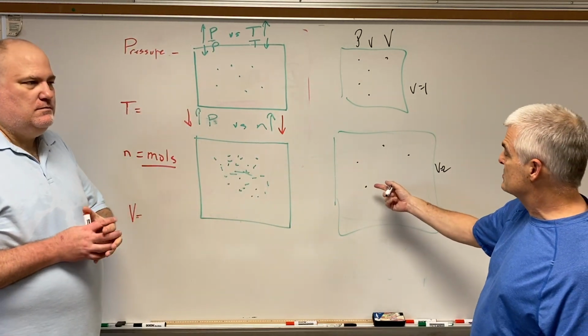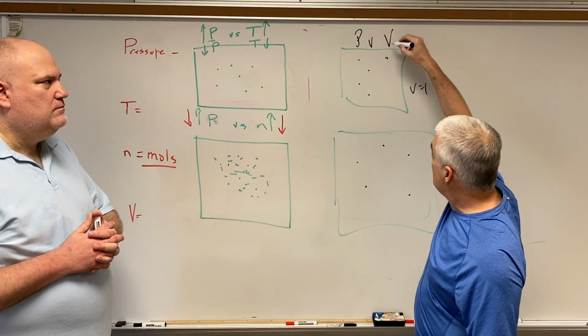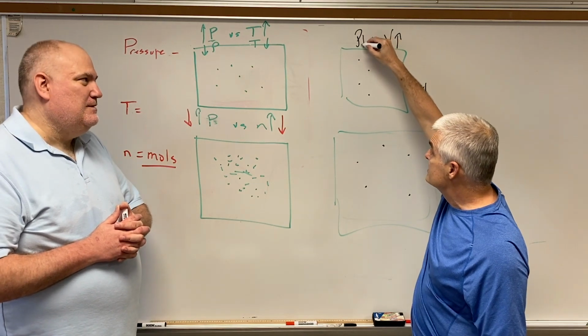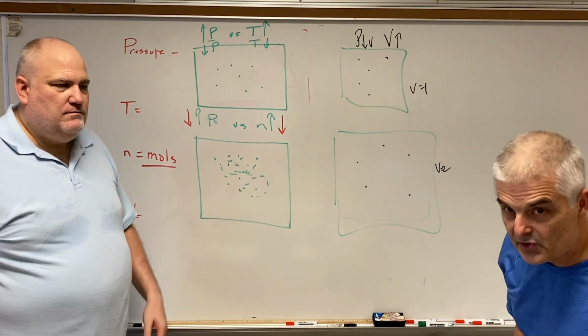So if the volume is twice as much, the pressure here is going to be low. So volume goes up, pressure goes down. And what you just defined is what type of relationship? This is called an inverse relationship.